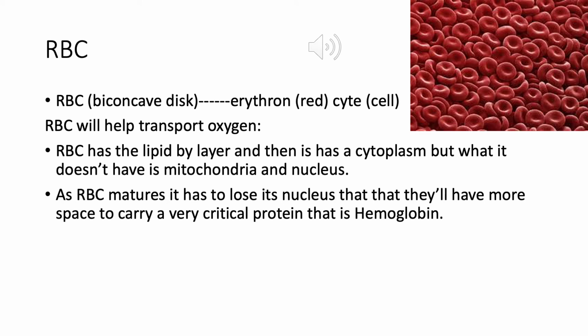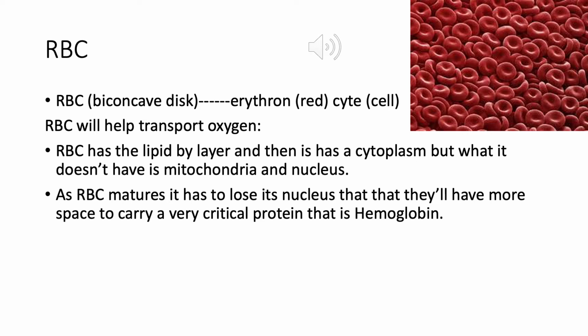Red blood cells. As far as their shape, I have an image attached here. They are a biconcave disc, and they're erythrocytes. Erythro is red, cyte is cell, and they are what help transport the oxygen. A red blood cell is an interesting cell. Unlike other cells in our body, it has a lipid bilayer and a cytoplasm. However, what it doesn't have is mitochondria and a nucleus.